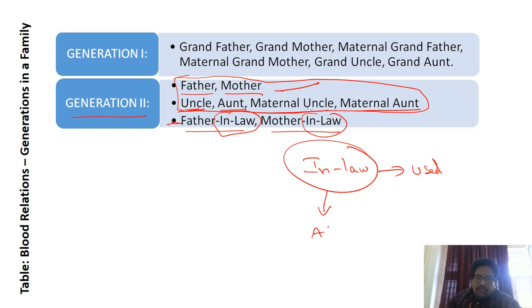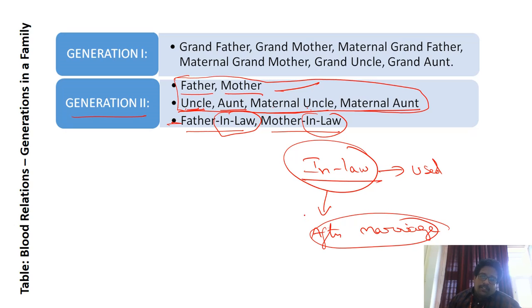So whenever a marriage is performed, and those people become your relatives through marriage, that is called in-law. But if they become relatives by birth, the term in-law will not come. Getting my point? So any stranger who becomes your relative through a marriage is called in-law.